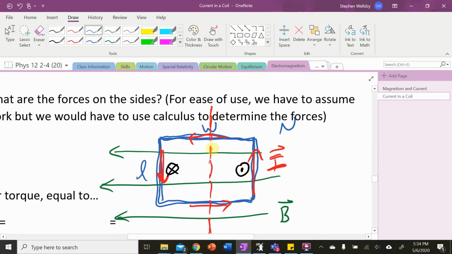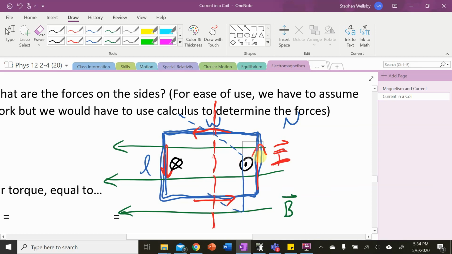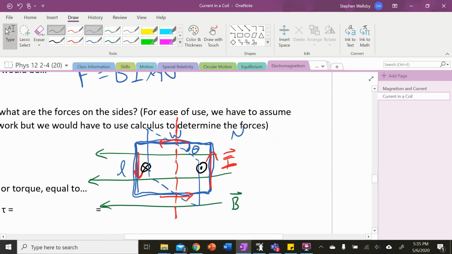So what is that going to look like after it's had some time to rotate? Well, a little bit in the future, it's going to look something like this when it's free to rotate. Okay, so it's had some time to rotate, and it's going to look something like this here. So this left-hand side has moved into the page, this right-hand side has moved out of the page, and this angle here, this is our theta. So if we look at this from the top, this is what it's going to look like from the top.